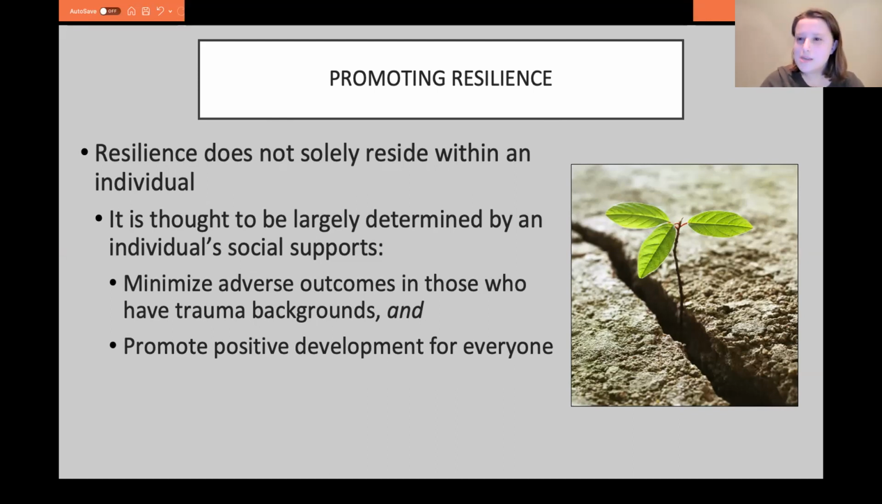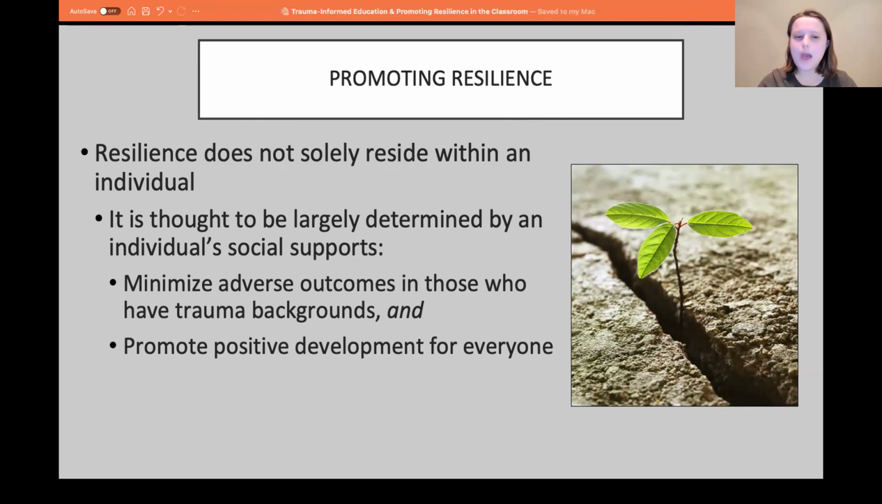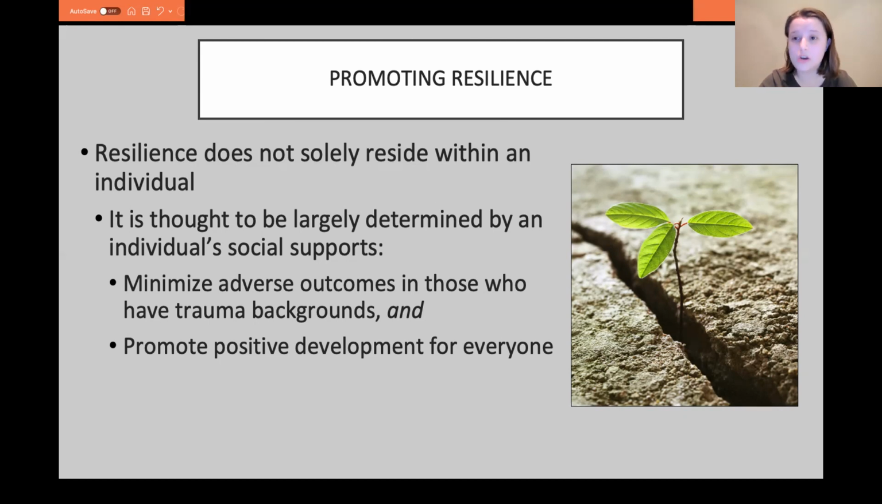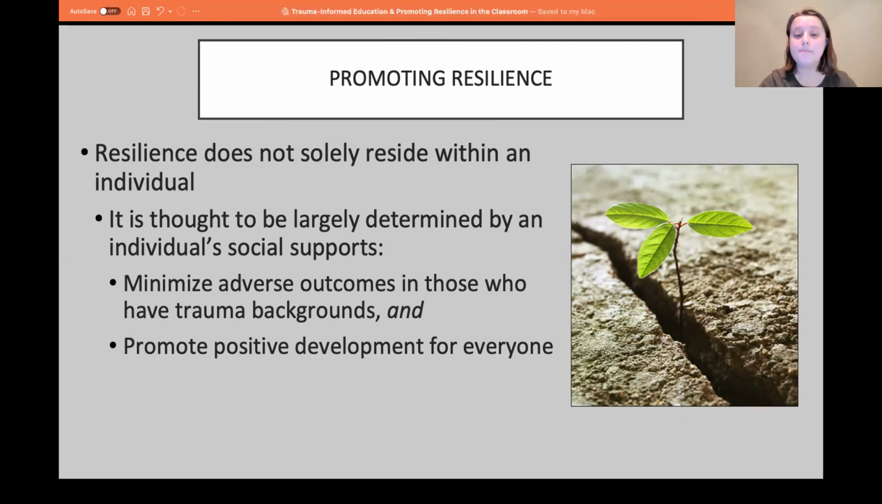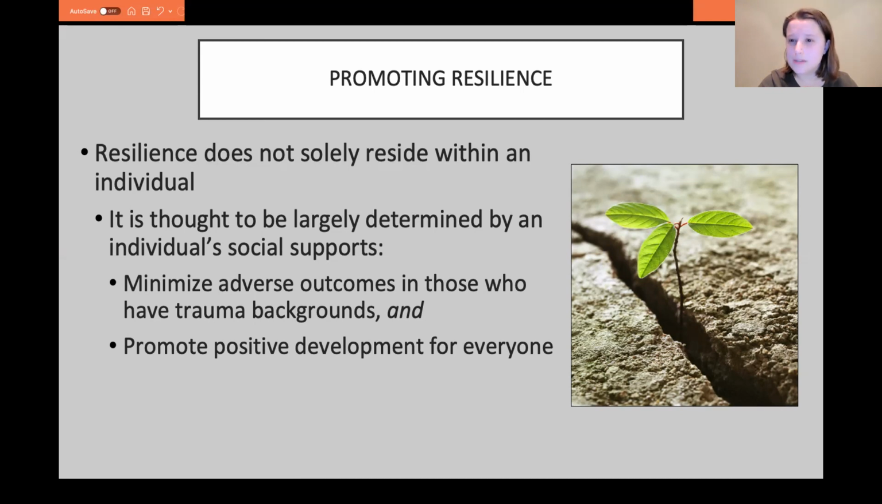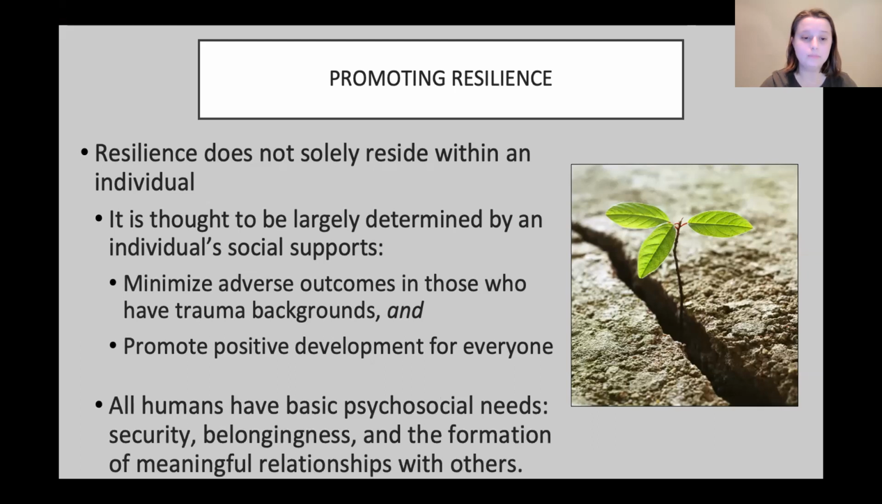And so this means when we have strong social support, we can have people who have trauma backgrounds but who are able to have mitigated adverse outcomes. But we also know that having strong social supports is good for everybody, regardless of trauma history or trauma experience. So it's not just for traumatized students, it's going to be for every single student that you come across.